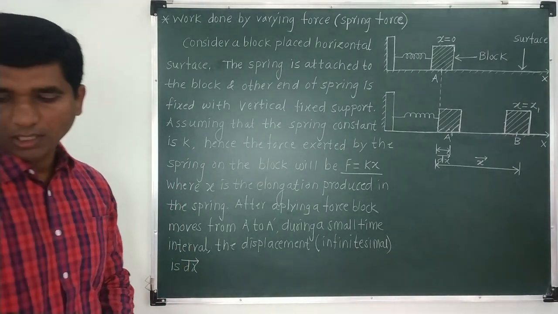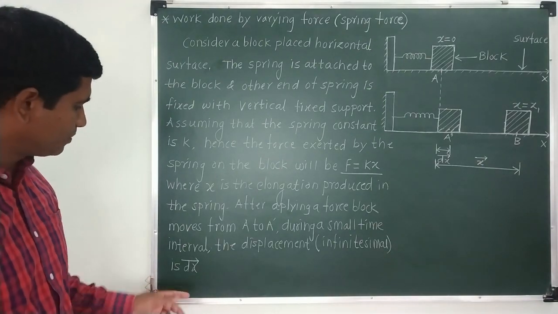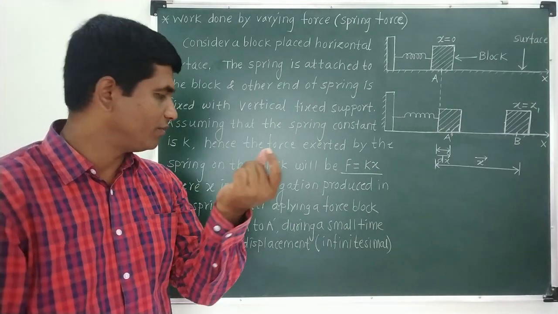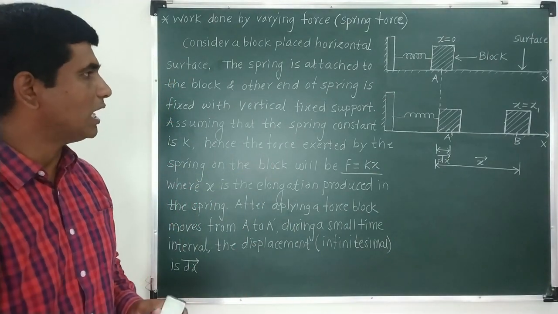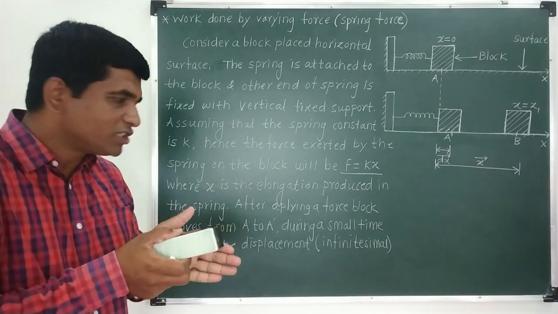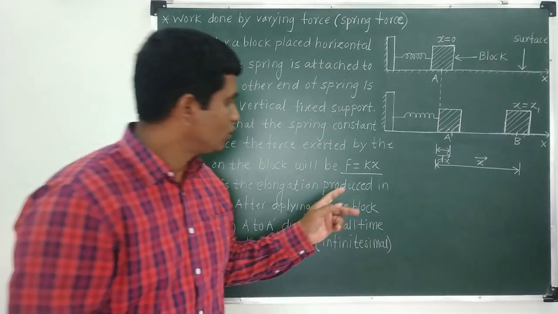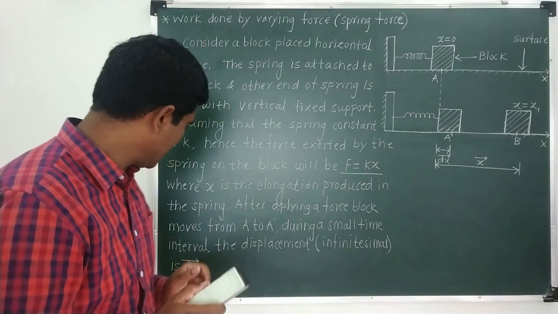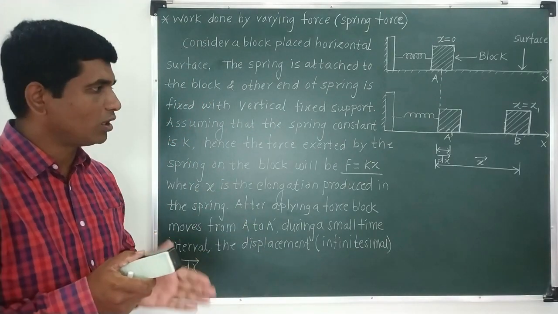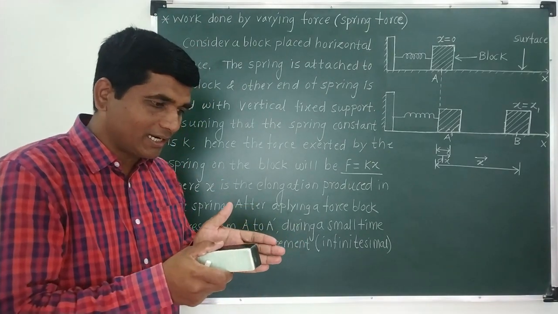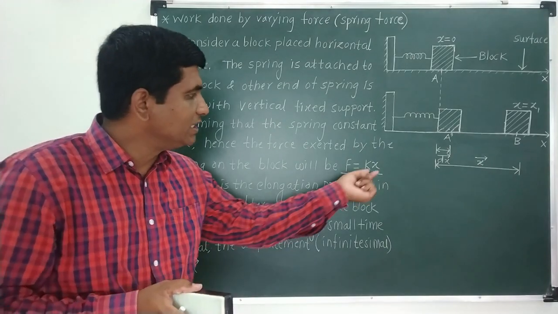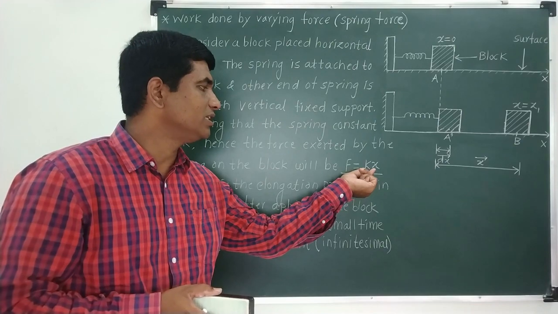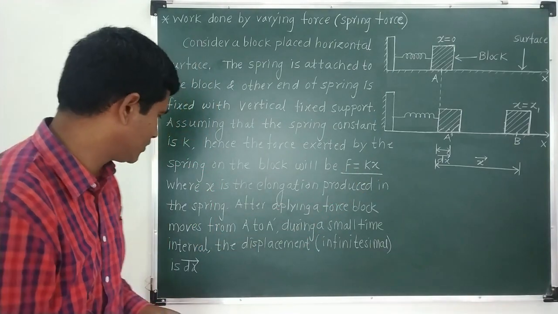Now, this displacement is very small because it is infinitesimal, because it is taken over a very small interval. So what we will assume is that as this displacement is very small, we had seen that the force is directly proportional to the displacement. As the displacement is very small, we can consider that over a very small interval, this displacement is almost constant. So as this is constant, your force will be constant.